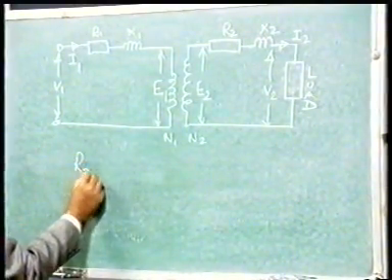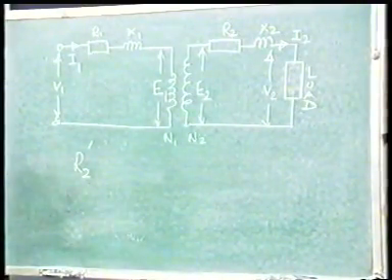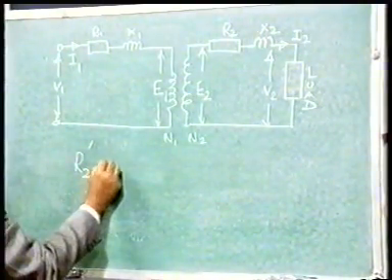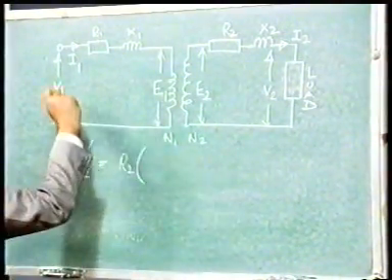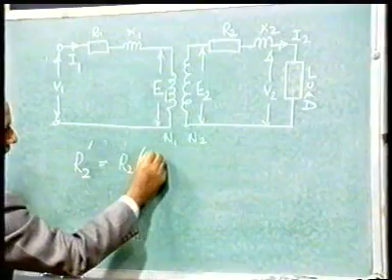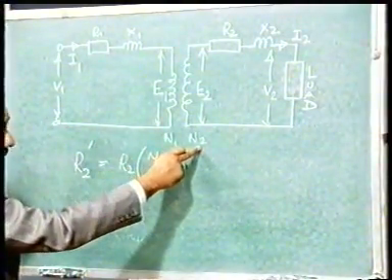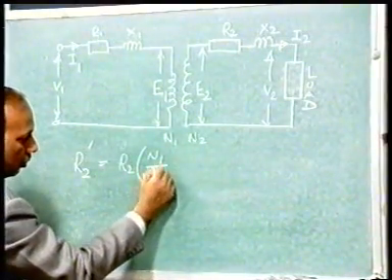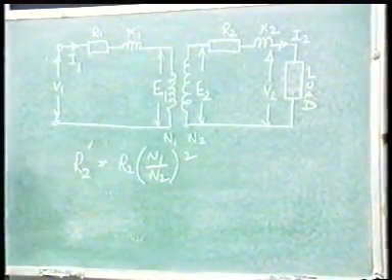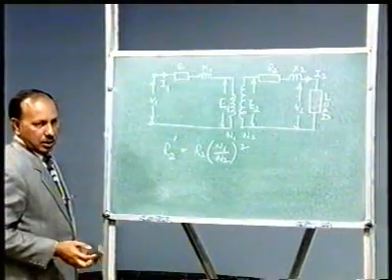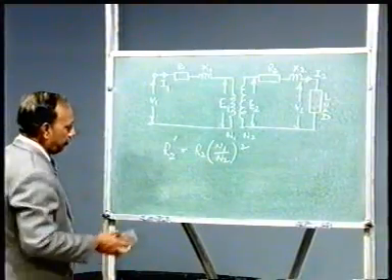R2 referred to the primary side will be R2 single dash, equal to its own value R2. You have referred to the primary side, whose number of turns is N1, and you have referred from the secondary side, whose number of turns is N2. So N1 by N2 whole square. So this is how the circuit resistances could be transferred from one circuit to the other.